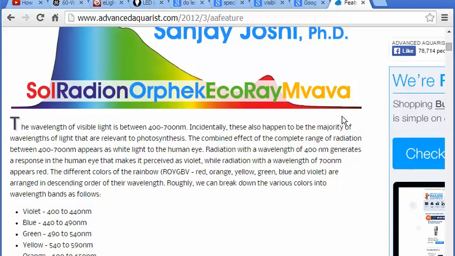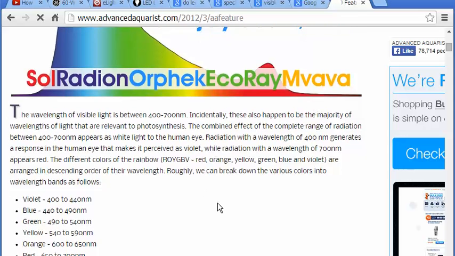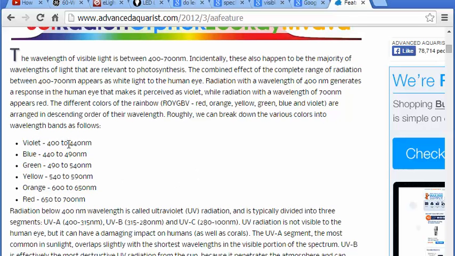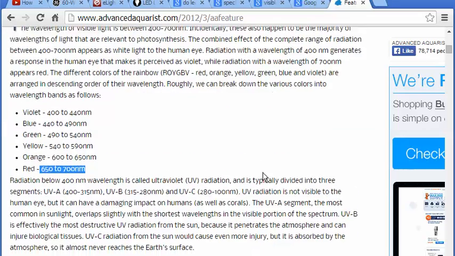The different colors of the rainbow, red, orange, yellow, green, blue, violet, are arranged in descending order of their wavelengths. Roughly, we can break down the various colors into wavelength bands as follows. Violet is 400 to 440, red is 650 to 700, and everything in between.